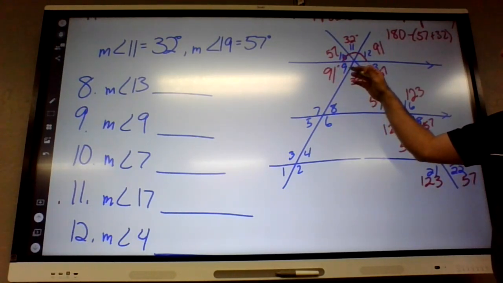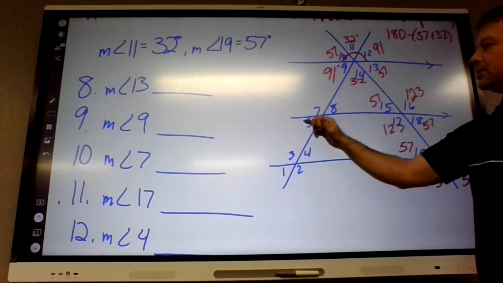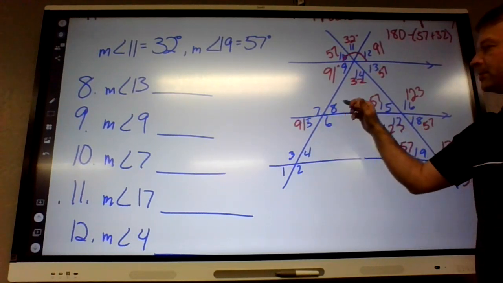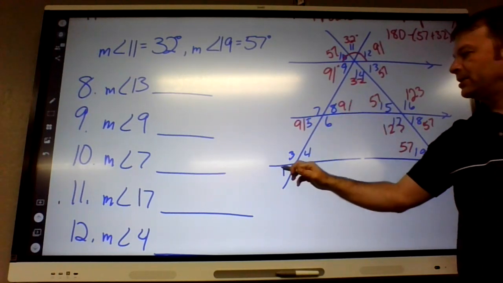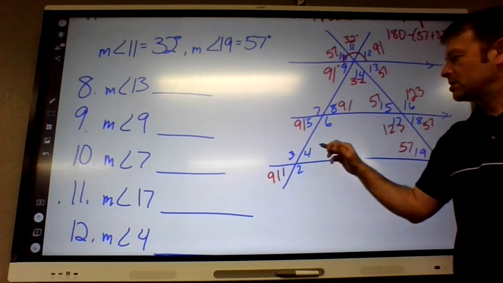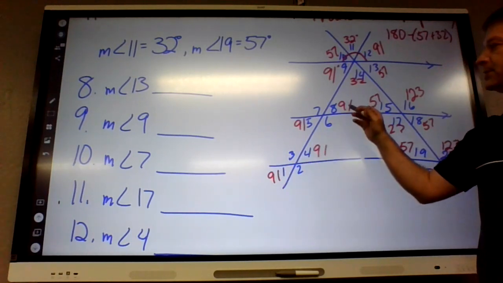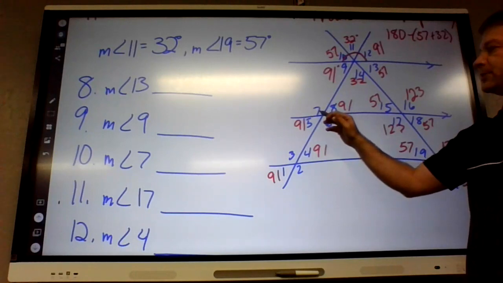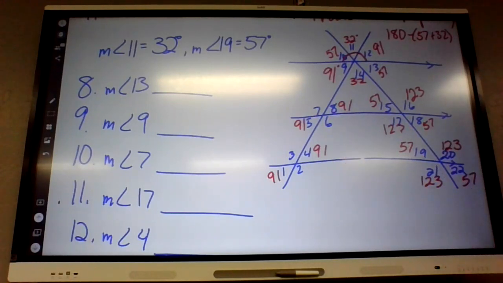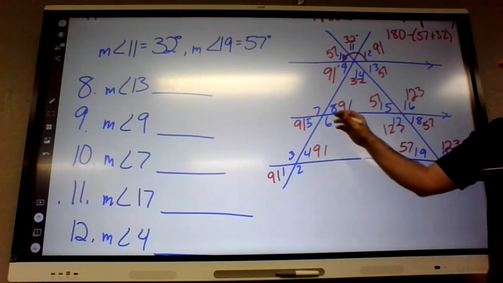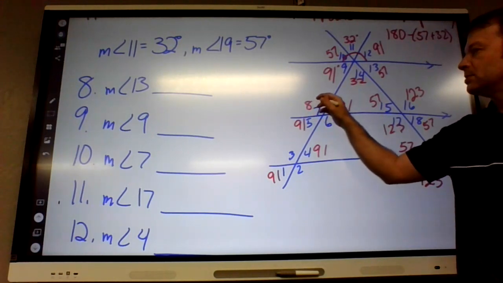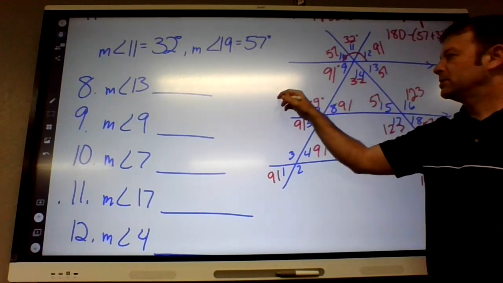Okay, if 9 is 91, what else? 5 is 91. Okay, now we're going down. And then 8 is 91. And 1 and 4. Okay, if 8 is 91, how do I find 7? My 180 minus 91, which is 98 or 89. My dyslexia is kicking in.